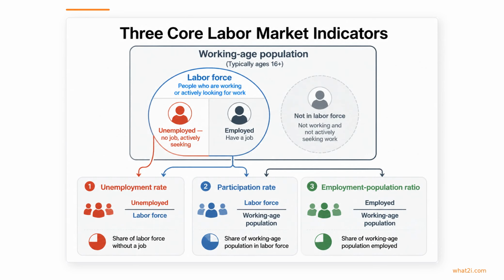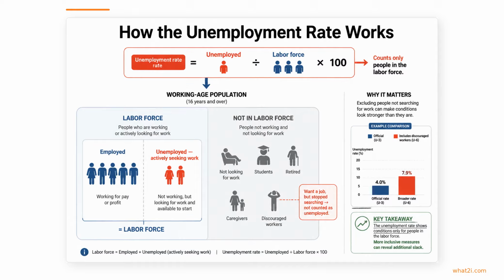3 indicators form the core of labor market analysis. The unemployment rate tells us how many people in the labor force are jobless and actively looking, while the participation rate and the employment population ratio widen the lens to show how connected the broader working age population is to work. The unemployment rate is narrower than many people assume.